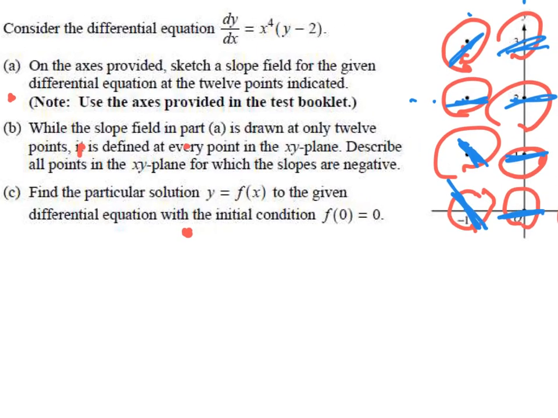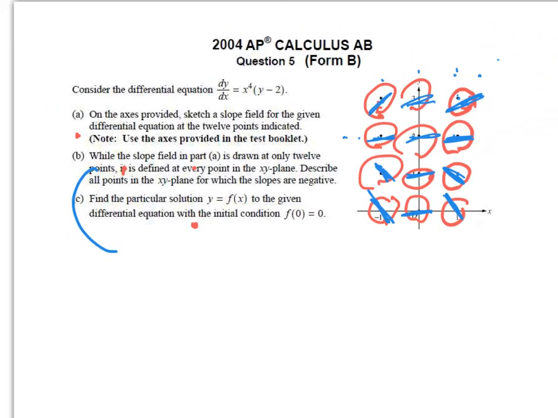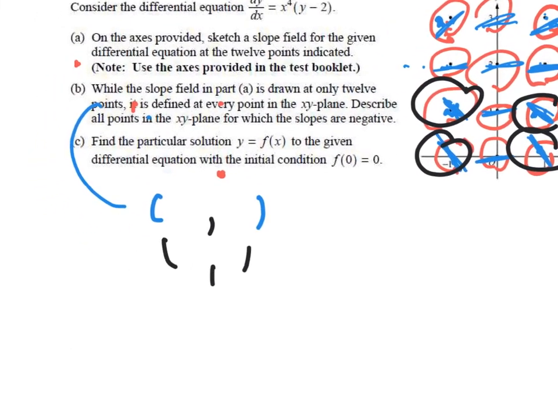Describe all the points in the xy plane which the slopes are negative. So now you're supposed to say where they are all negative. He is going to want you to list all the xy points that are negative. It's that one, that one, that one. Yes or no? Talia, you're listing all of them that are negative. That's positive. Where are the negative? These two. That's negative. And the bottom two, one zero is negative, and 1, 1 is negative. So those 4. Okay, and C, find a particular solution.